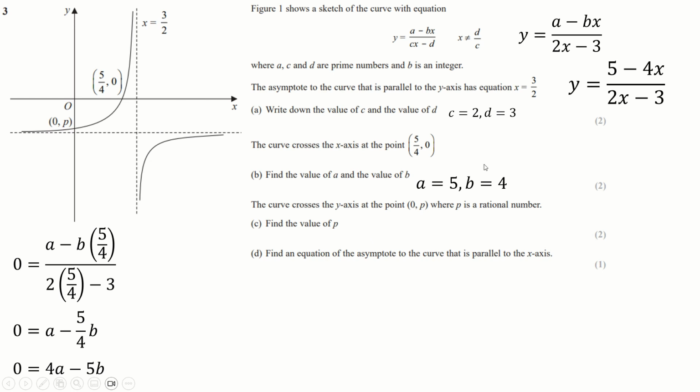Now we have those two results as well. We know it goes through (0, p), so when x is 0, y is p. When x is 0, you get (5 minus 0) over (0 minus 3), so y is 5 over minus 3, which is minus 5/3. So that's what p is.